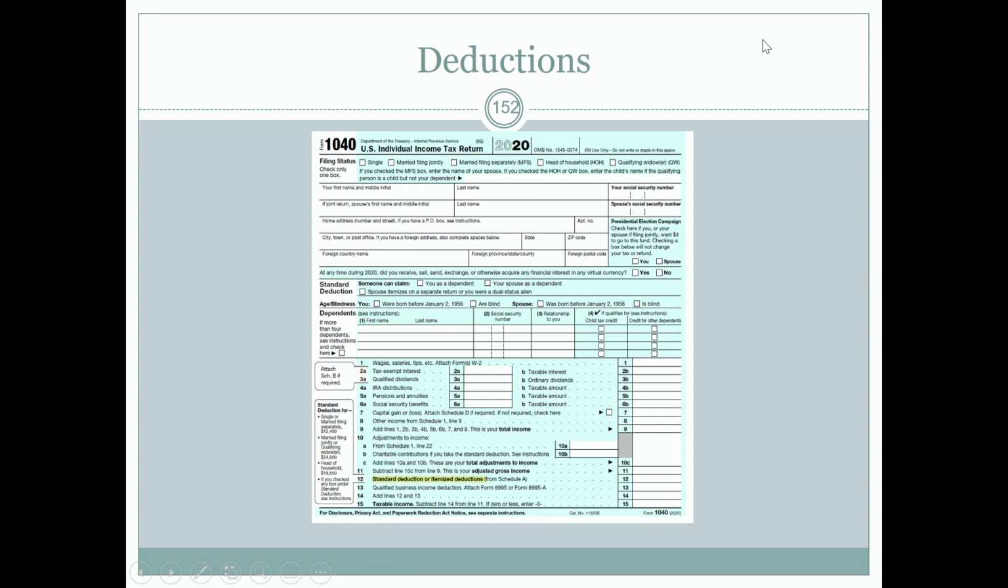Now, there are two types of deductions that are allowed according to the law, or legal deductions, I might say. And they are the standard deduction or the itemized deduction. What this does is it reduces the adjusted gross income so that you can arrive at taxable income. And they are listed on line 12 of the 1040.